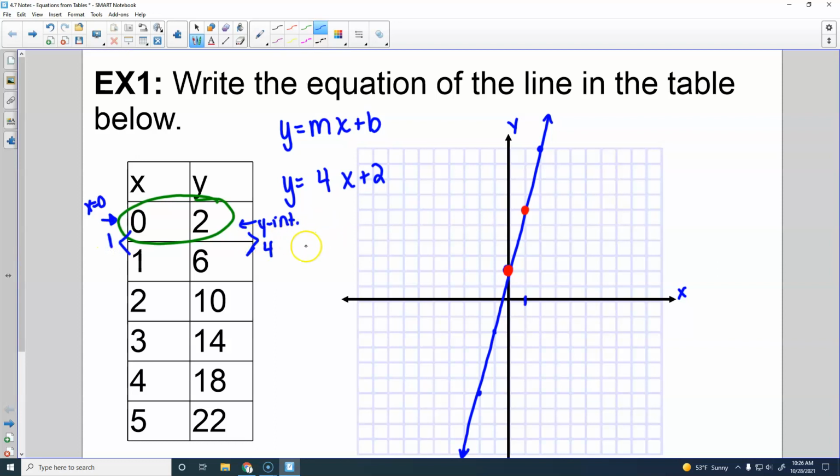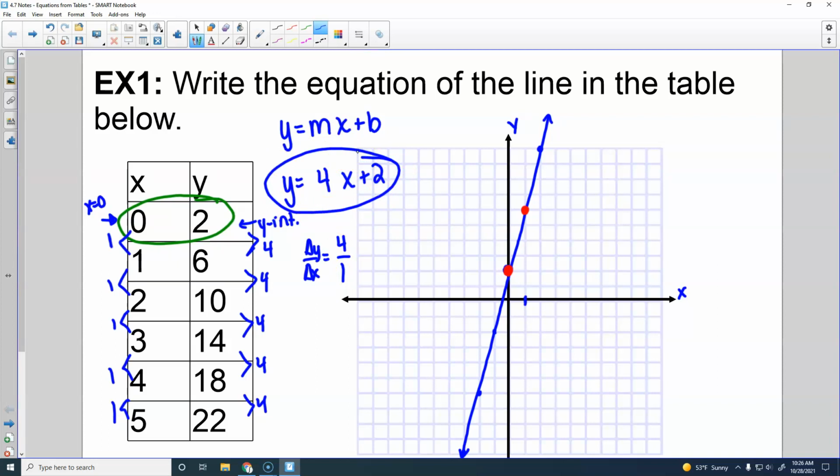So my change in y over my change in x: y is over here on the right hand side. That's 4. Change in x is 1. And if I check everything else, I'm going up by 4 every time here, and going up by 1 every time here. So there our slope is 4 over 1. So that's another way we could get straight to this answer. Okay? Questions?